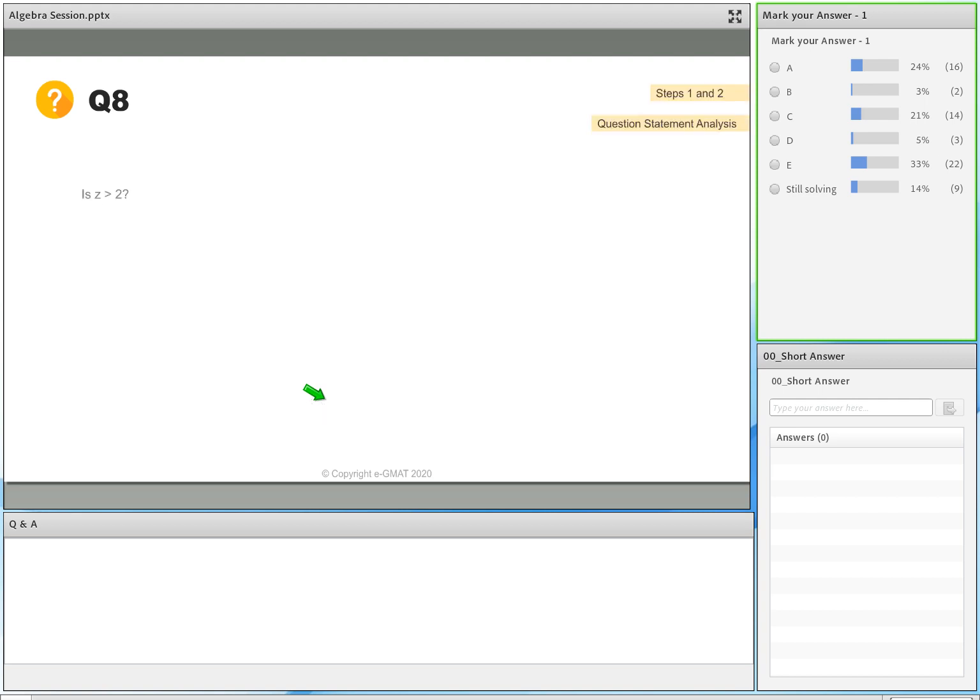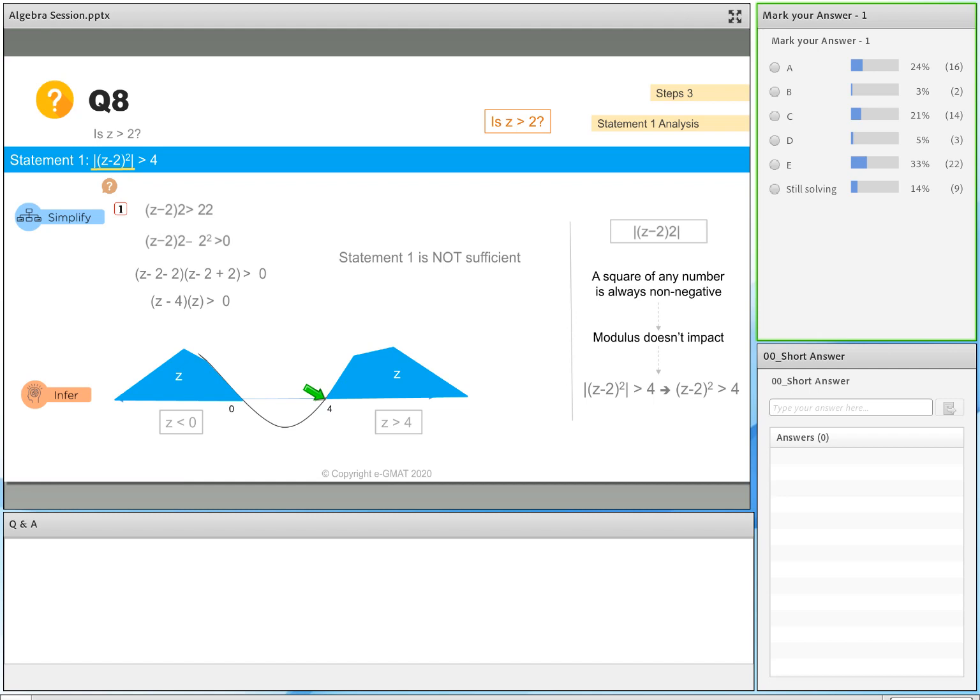Let's get started. So the question is: is z greater than 2? That's it. The question does not give us any information. It only gives us this question. Statement 1: mod of z minus 2, whole squared, is greater than 4. Now look at this carefully. It just means, sorry, this is a square, okay? So this is z minus 2 squared is greater than 2 squared. Why? Because if I have the absolute value of a square, the square is anyway non-negative, so absolute value is not going to do anything there. It's actually pointless to have it, so we can just remove it.